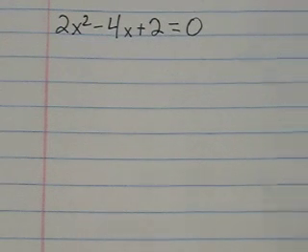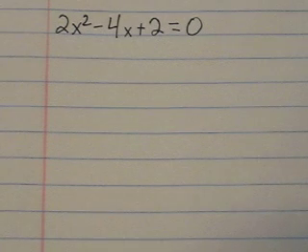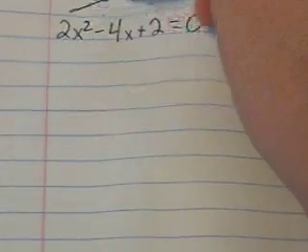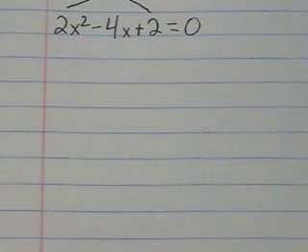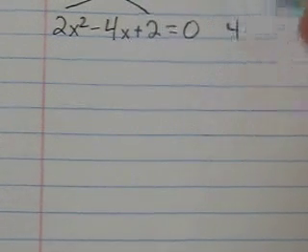Alright guys, in this video we are going to look at how to solve a quadratic equation by factoring. Now when we have to do this, we need to look and notice that our a value is something other than 1. And whenever we have an a value that is other than 1, what we have to do is multiply our a value and our c value.